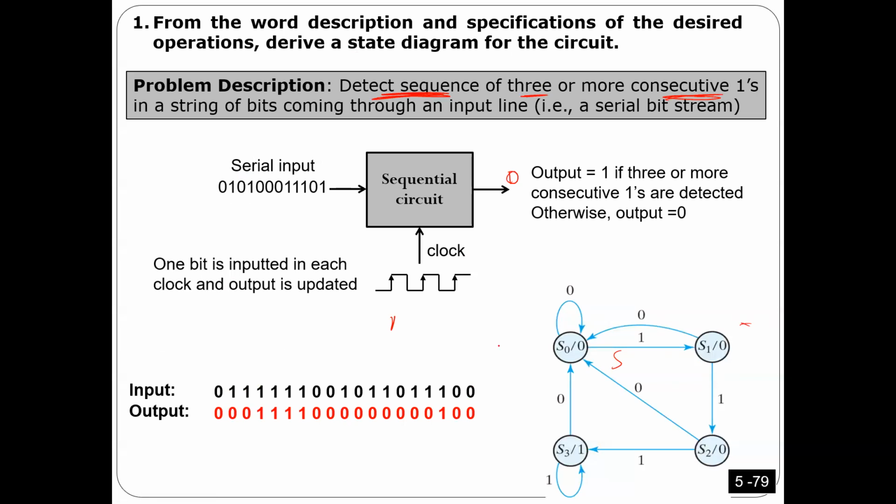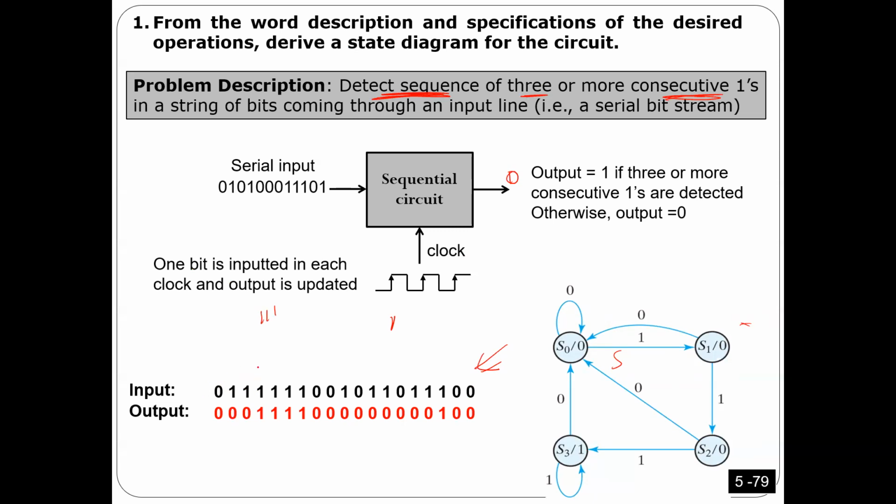For example, look at this example here. In the beginning it is 0, so I have to output 0 because I did not detect 3 ones or more. Now, next clock, here I have only one 1, right? So that's why the output is 0. I didn't detect three ones or more. Now, if you look here, also I'm gonna output 0.